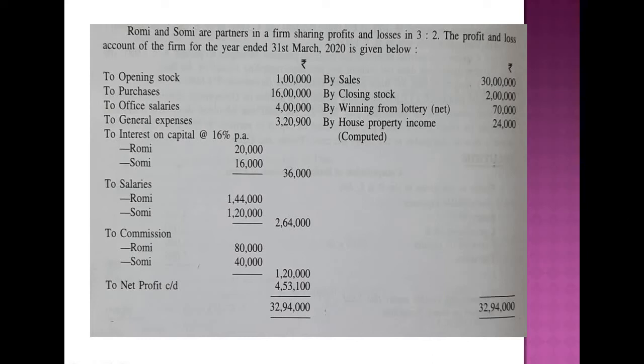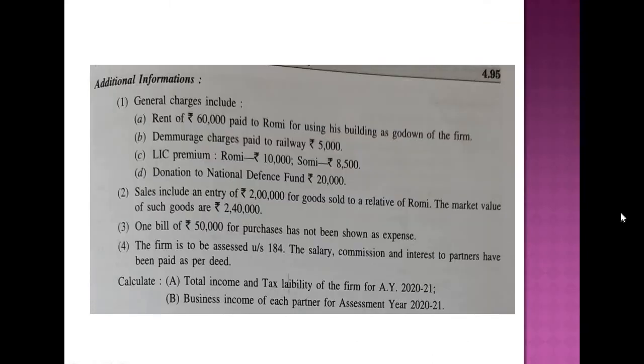Now let us look at the adjustment. If you look at the adjustment, it says number one, general charges include rent of rupees 60,000 paid to Romy for using his building as godown of the firm. So this will be a business expense. It will be an admissible expense. Then you have demurrage charges paid to railway, rupees 5,000. This will be an admissible expense. But in the case of C and D, this will be an inadmissible expense.